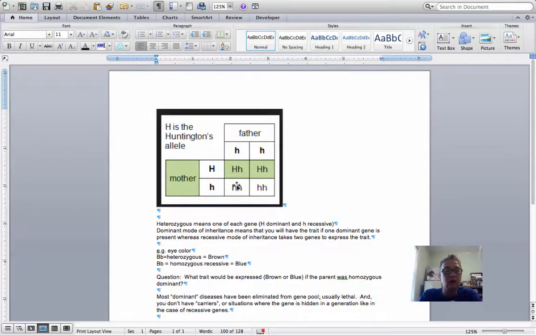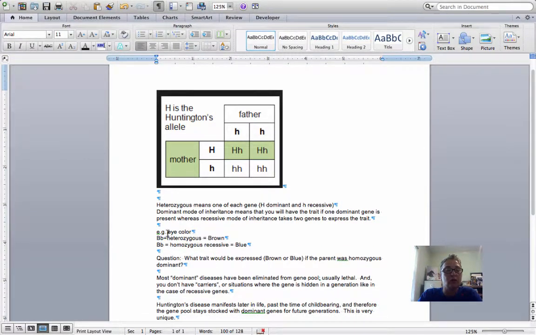In the case of eye color, if these were big B's and little b's, a big B and a little b, you would have brown eyes. This would be the blue-eyed situation. So it's just the mode of inheritance is very important here, so that's an important term. I had a question here. So I gave you an example. Heterozygous for brown would be big B, little b. Whoops, this should be little b, little b. Hang on, let me correct that. Little b, homozygous recessive would give you blue.